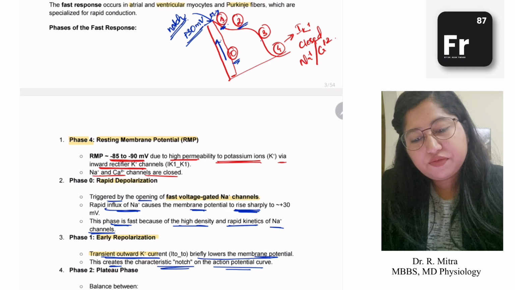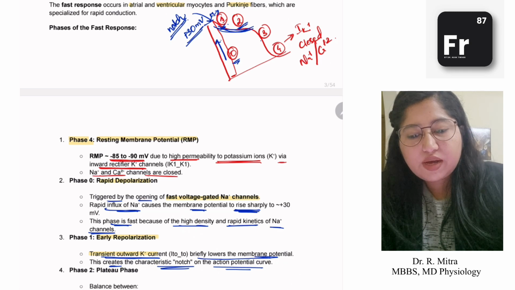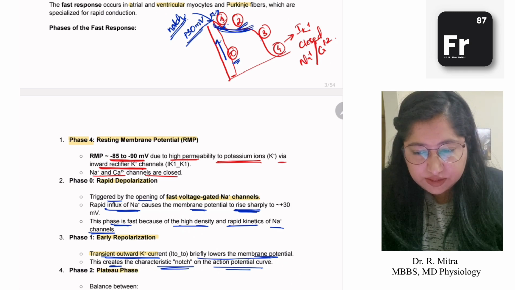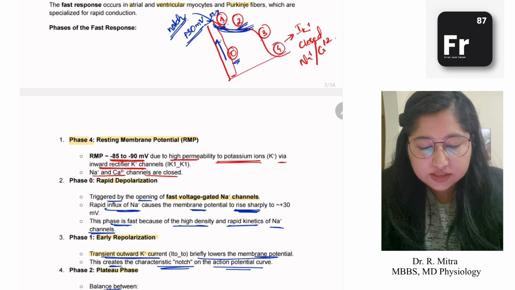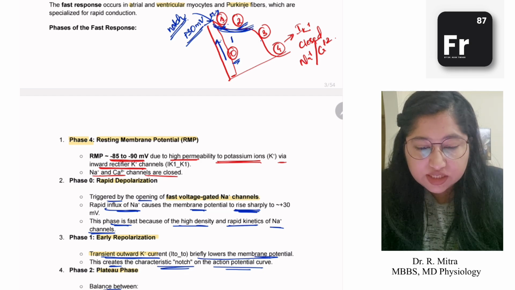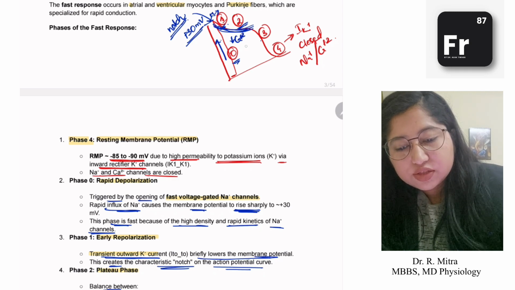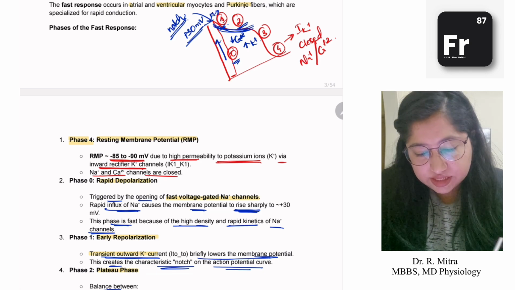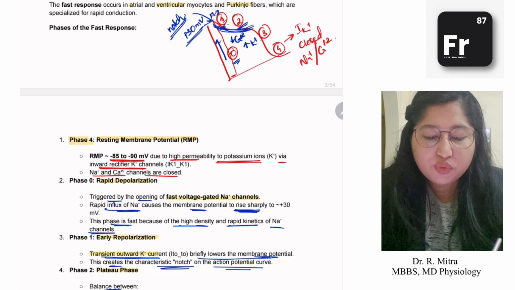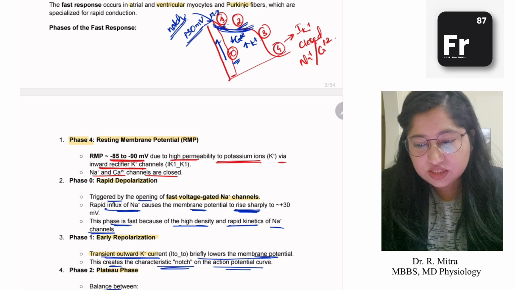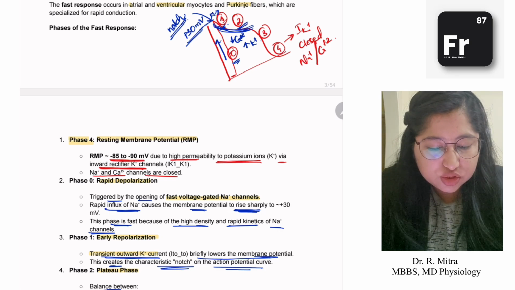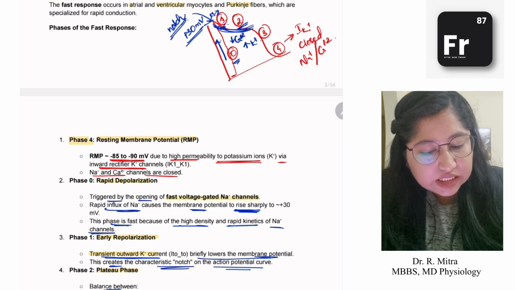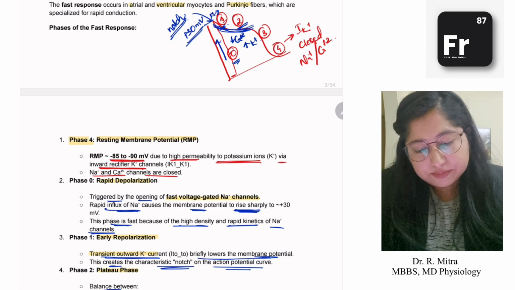Next, we see phase 2. Phase 2 is a plateau phase. This here is the plateau phase, and it is the balance between inward calcium current and outward potassium current. The inward calcium current is through L-type calcium channels and the outward potassium current is through delayed rectifier potassium channels.